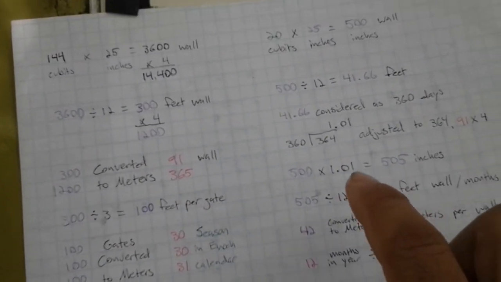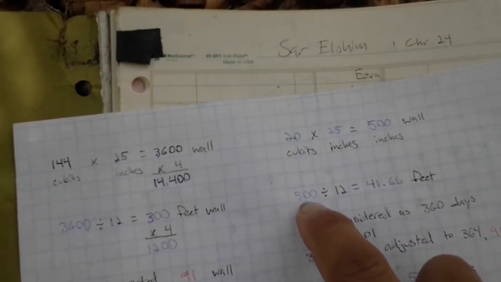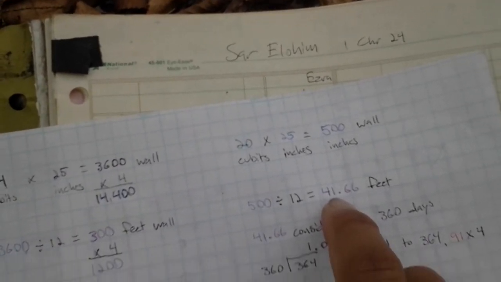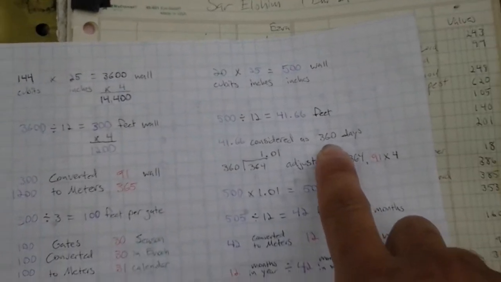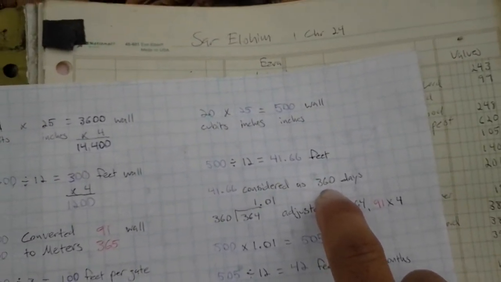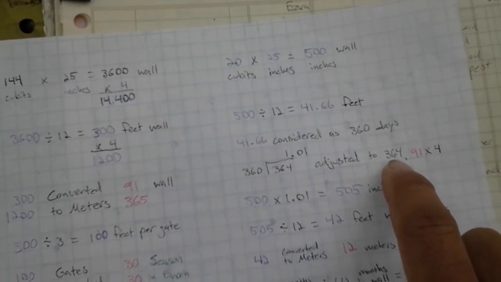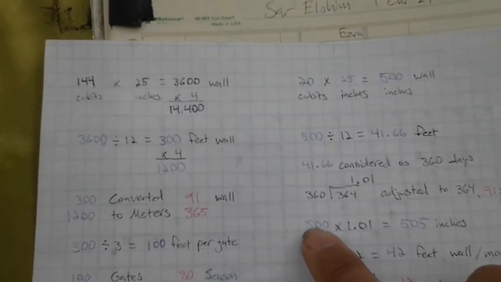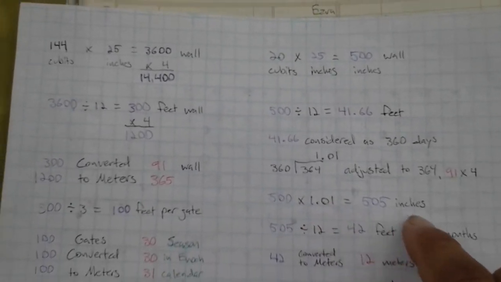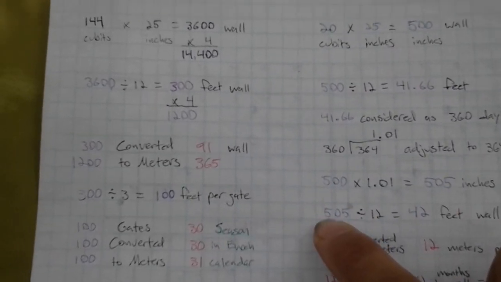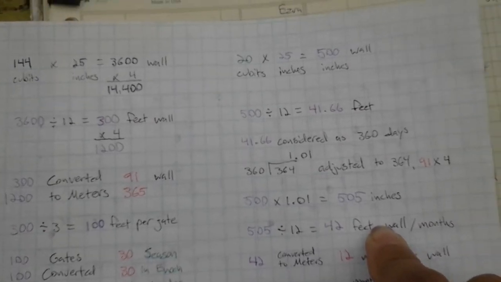So when we do that, again, we're still trying to come up with it. Okay, we had 500 inches, and those are only 41.66 feet, so it's short. There's a time where it's 360 days, but there's another time where it's 364. Okay, so now we're having to adjust because we're short. And what we do is we multiply 500 inches by 1.01, and it's 505 inches, okay? Now we take 505 inches, we divide that by 12, we have 42 feet per wall.